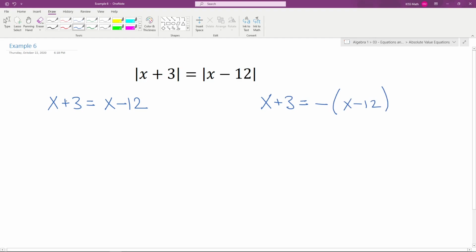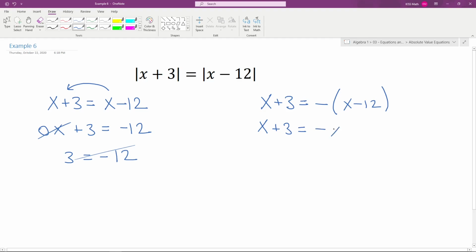So we do that, and we'll get x minus x if we move that over, so that's 0x plus 3 equals negative 12. Well, 0x is just 0. So you get 3 equals negative 12. So that doesn't make sense. So this solution's out.